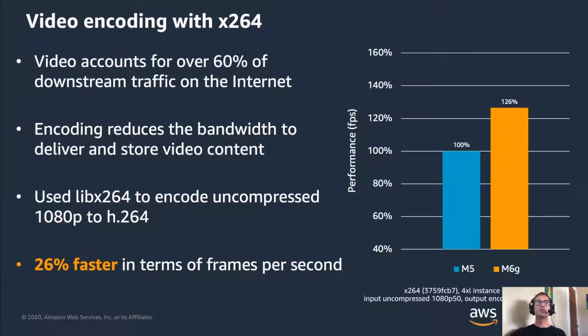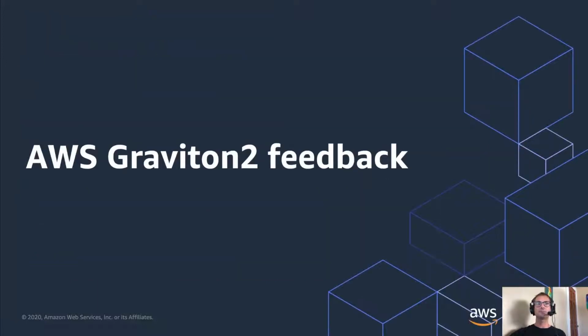If we measure video encoding on M6G instances using the x264 application, which is an open source application that you can use to encode and decode the H264 format, then when comparing M6G to M5, we observed a 26% better performance on the M6G compared to the M5.